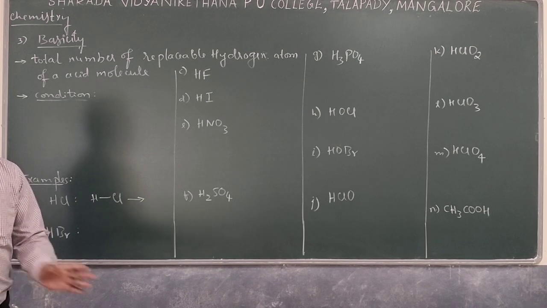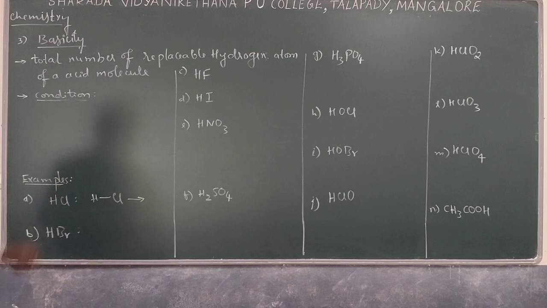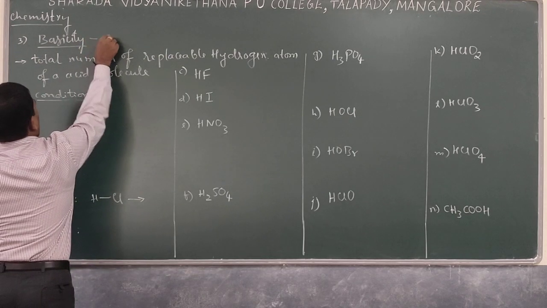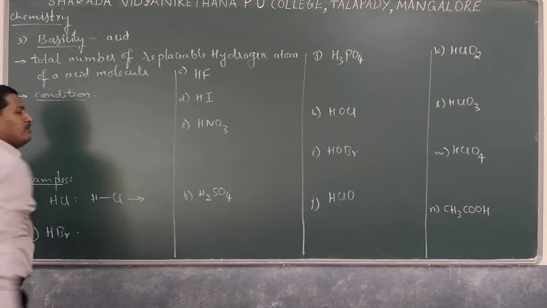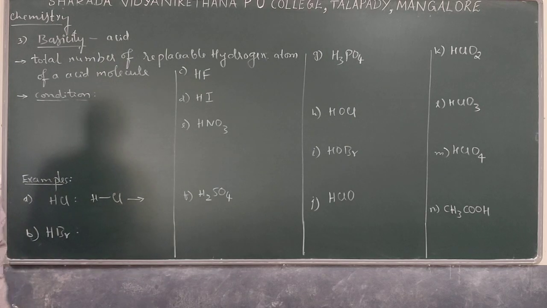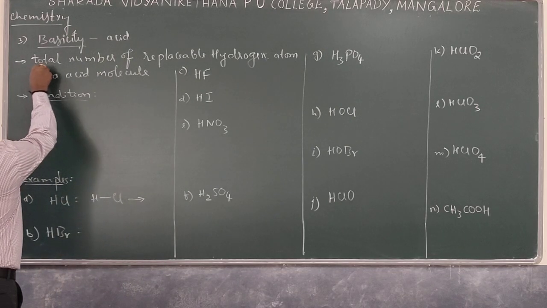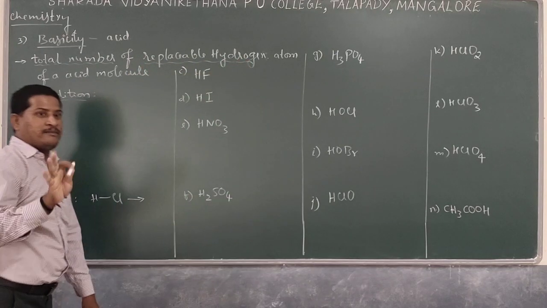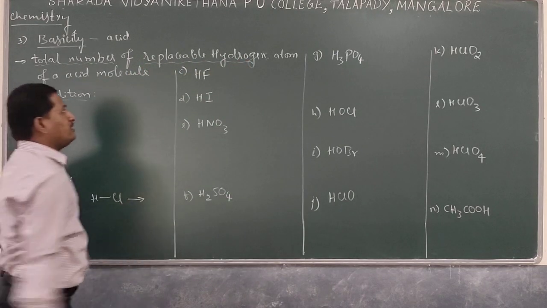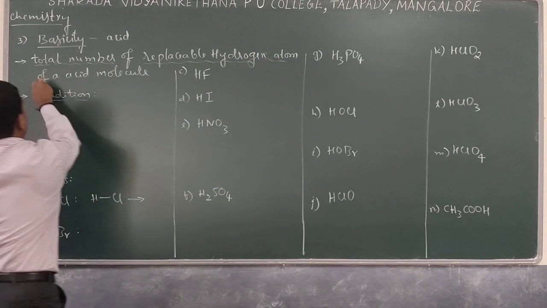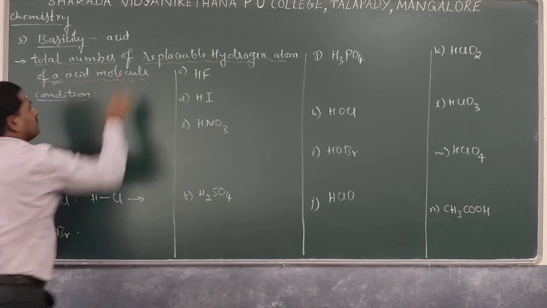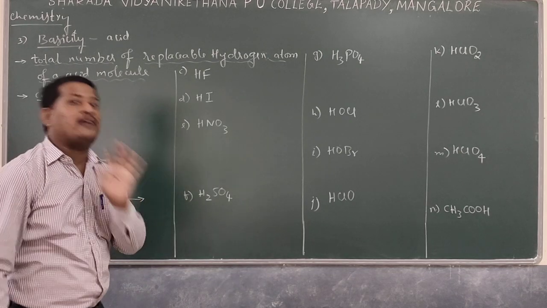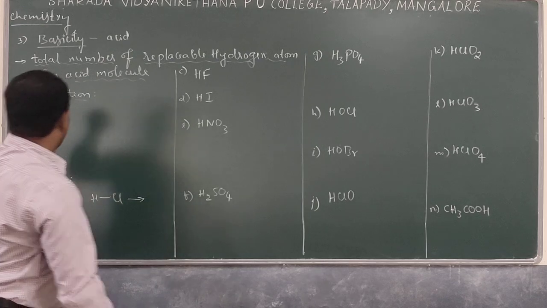Let us see the third important term you should know, that is basicity. Remember, this basicity is applicable for acids. It is applicable for acid molecules. It tells about the total number of replaceable hydrogen, that is, removable hydrogen atoms present in an acid molecule. That means the total number of replaceable hydrogen atoms present in an acid molecule tells about the basicity.